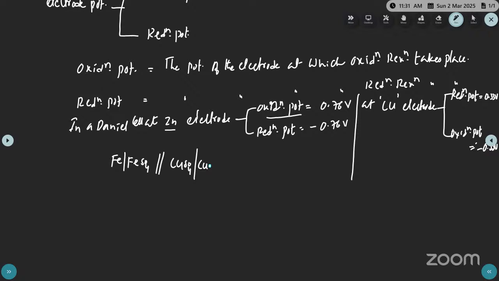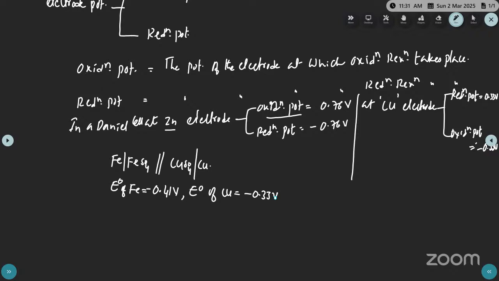So in this cell, E naught of iron is minus 0.41 volts, and E naught of copper is minus 0.33 volts. This is the cell representation.